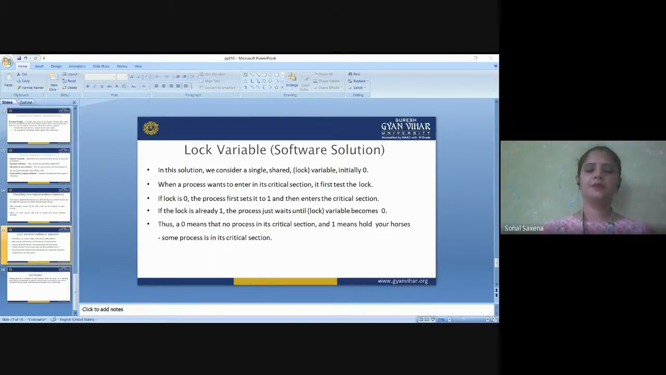Now sometimes, for finding out the solution, there is a bounded waiting problem. In a similar manner, there could be another criterion which says that there should be architectural neutrality. What is this? Our mechanism must be architecturally neutral. It means that if our solution is working fine on one architecture, then it should run on the other ones as well. So this is an important point that we can take note of.